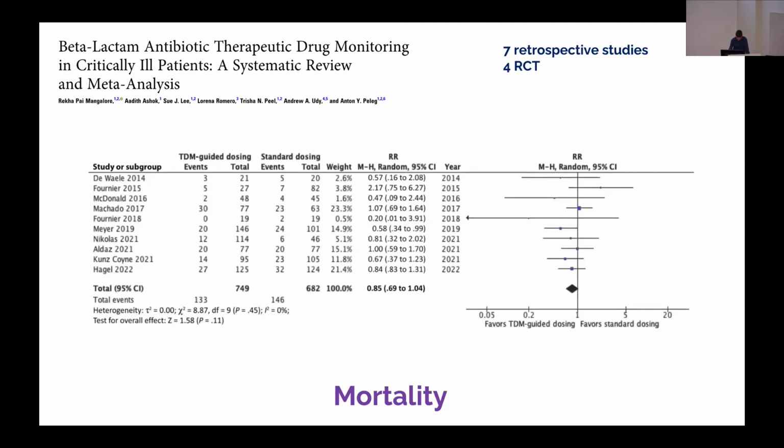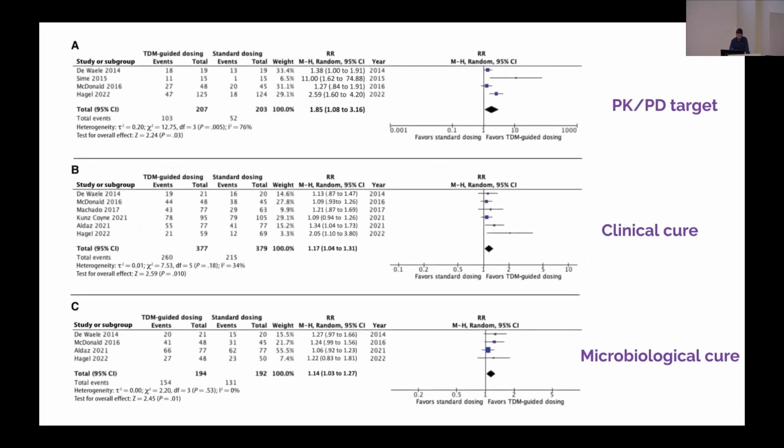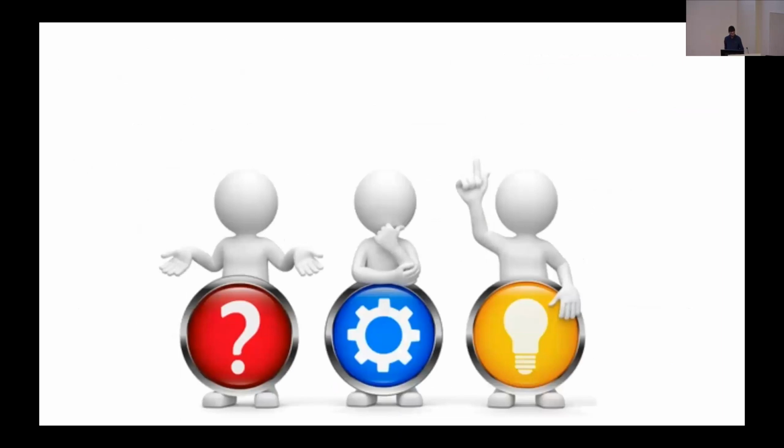For mortality, despite a tendency in favor of the TDM, it was not statistically significant. However, for PKPD target, clinical cure or microbiological cure, the result was statistically significant in favor of beta-lactam TDM. So based on that, what is your opinion?